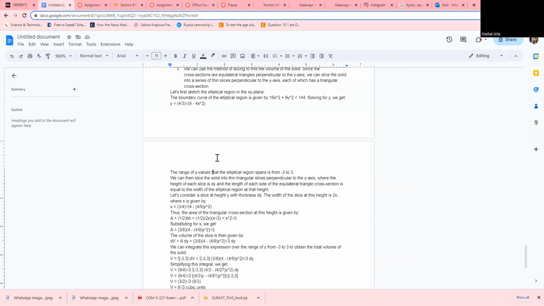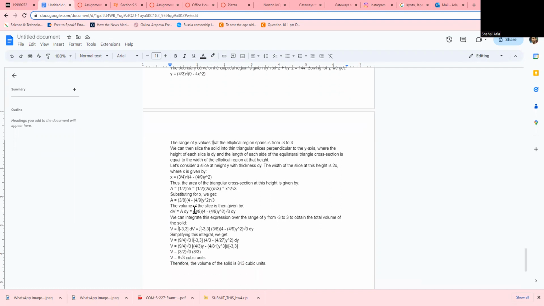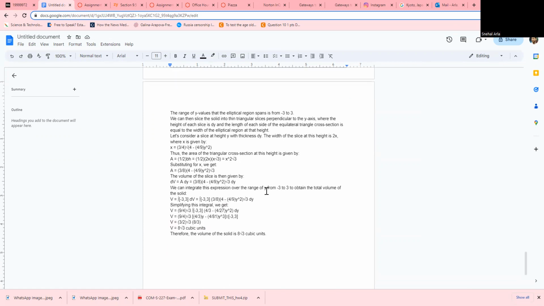And thus the area of the triangular cross section is given by 1 half b h. Substituting the x value and plugging those values in, the volume of each slice is then given by dV equals A dy. We can integrate this equation over the range from y equals minus 3 to 3. Again, we're just integrating and simplifying this integral, and we eventually end up with an answer of 8 square root 3, which is the volume of the solid.